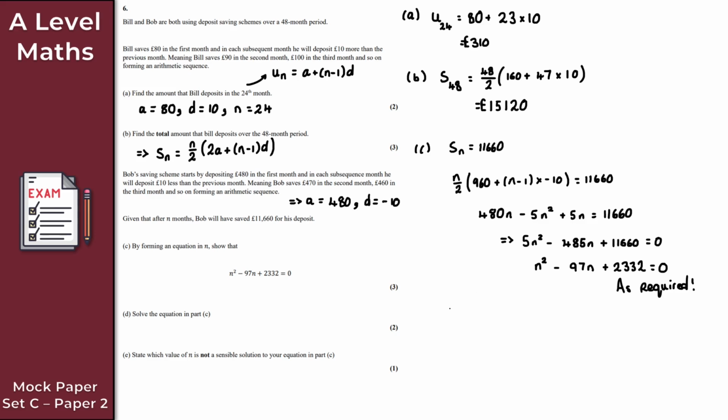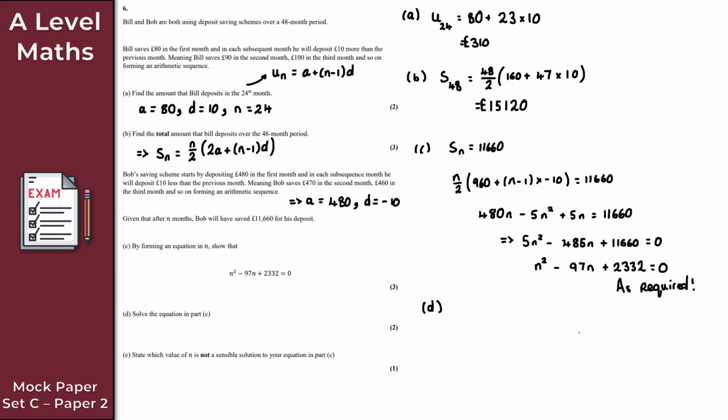Now for part D then, let's just read the question here. All we want to do then is just solve the equation in part C. So even if you couldn't derive this quadratic equation here, you can still go on to answer part D and part E, right? So just keep an eye out for things like that in your actual exam. Don't be put off even if you can't answer things like this.